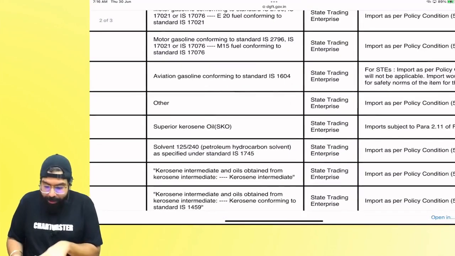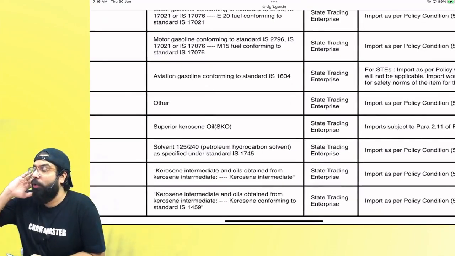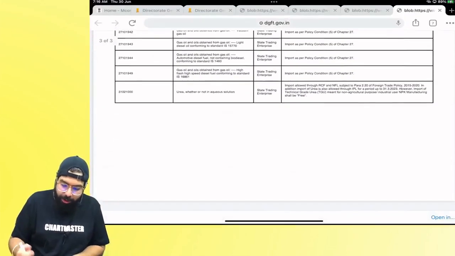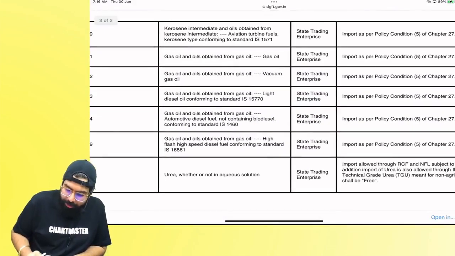See, sir, superior kerosene oil. I want superior kerosene oil. You called outside India and got it. You can't do it. You have to get it through them. Are we clear, everyone? These are the items. Urea. All these things, you can't get it.